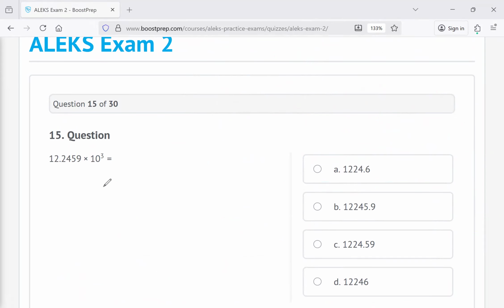Okay, 15. Here's an easier one. We have 12.2459 times 10 to the positive 3. So this one, because it's a positive 3, you just move the decimal 3 units to the right. So here's your decimal place. Move it 3 units to the right. So 1, 2, 3. That's 12,245.9. Okay.